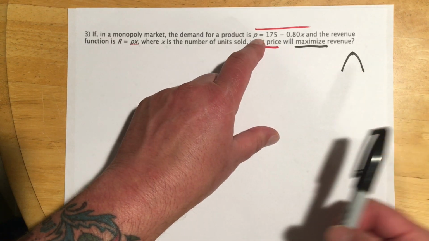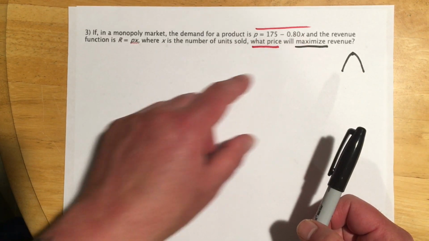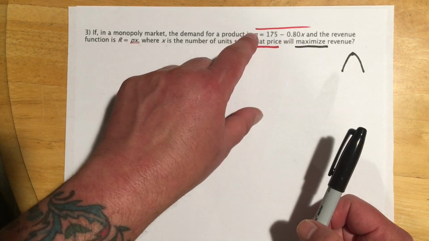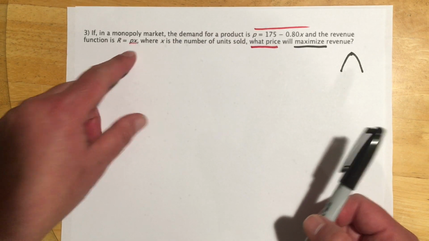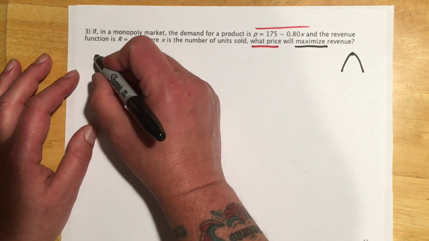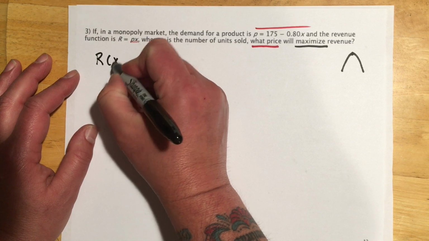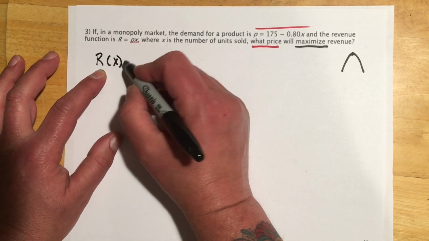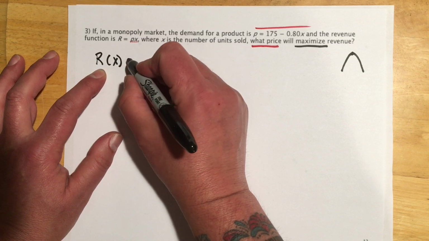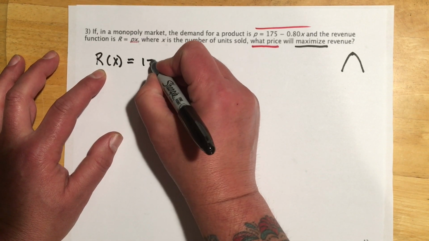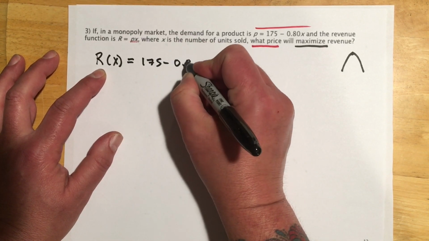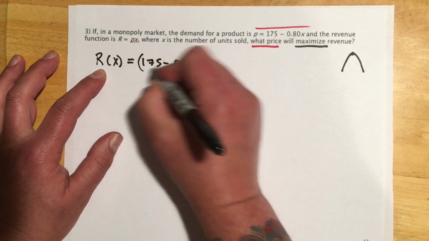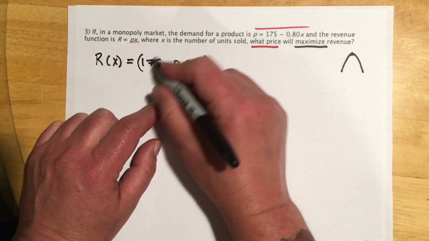And this equation is price. The price is dependent on number of units sold. But notice that isn't the same thing as revenue. Revenue is price times x. So to actually form the revenue function, we're going to go R of x, and this is just function notation. I could just also use plain R, but it's not saying R times x. 175 minus 0.80x. And so that is our price.